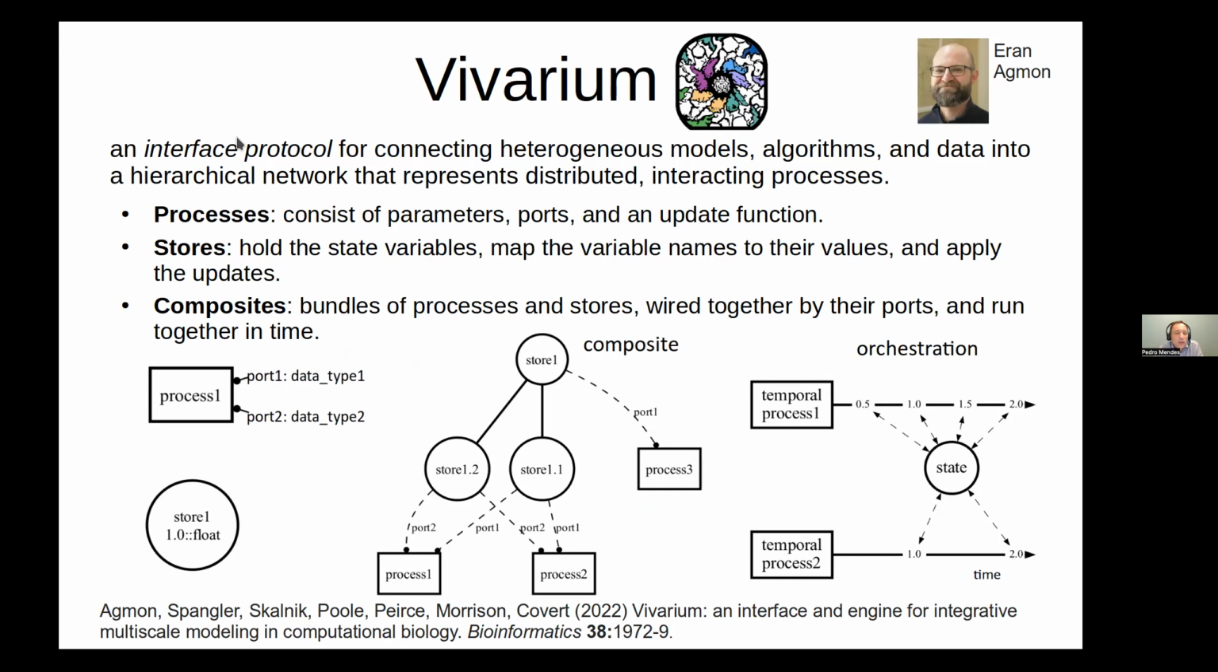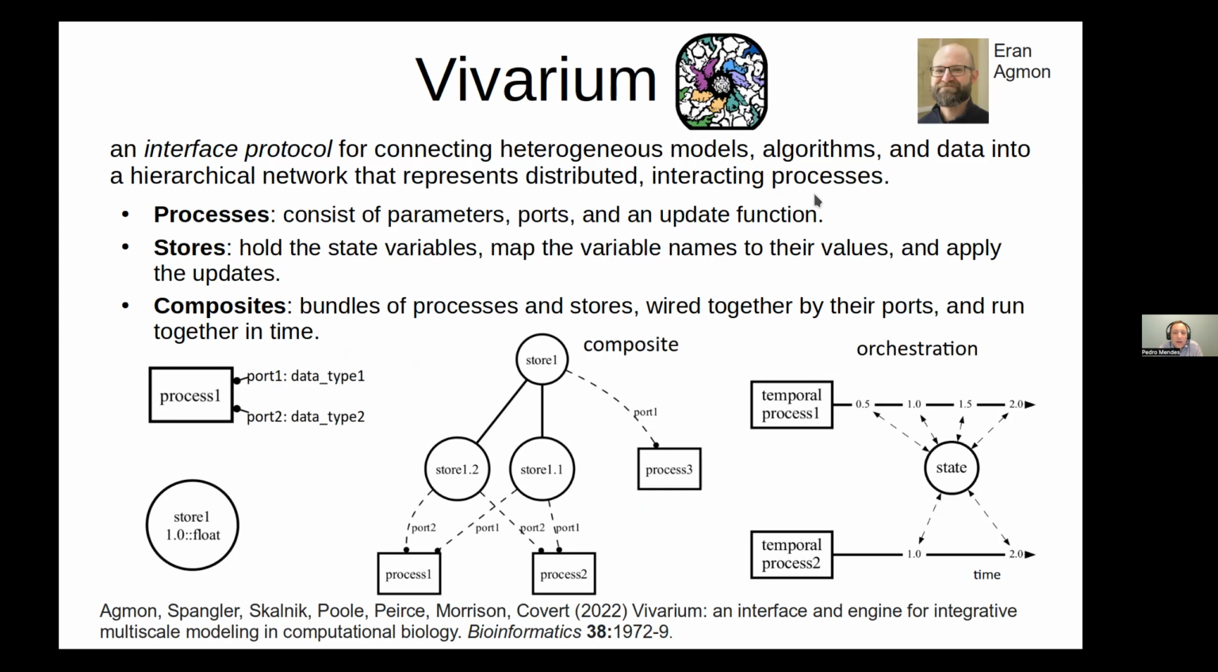And it essentially allows to interface different simulation methods, and they don't have to necessarily be agent-based and ODEs. It could be ODEs and PDEs. It could be Boolean networks and agent-based. It could be flux balance analysis and ODEs, or a large number of these things connected. So his software is very, very general, very flexible, and it's composed of processes, stores, and composites.